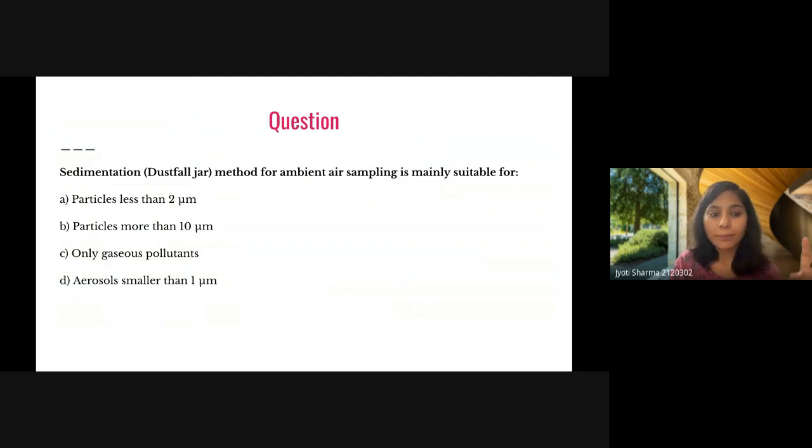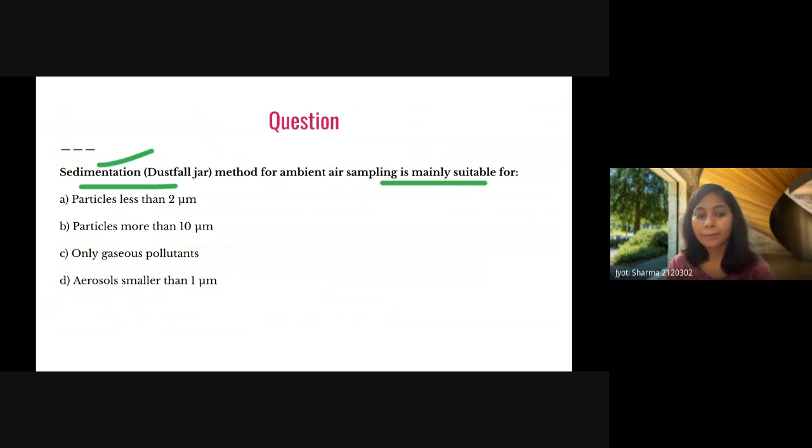Okay, so one method is sedimentation, and this is suitable for what kind of particulate matter? Can you tell me the size of that particulate matter which we can efficiently collect using the sedimentation method? So we have four options: particles less than 2 micrometer, particles more than 10 micrometer, only gaseous pollutant, aerosols smaller than 1 micrometer.